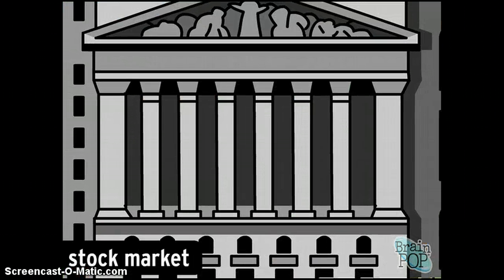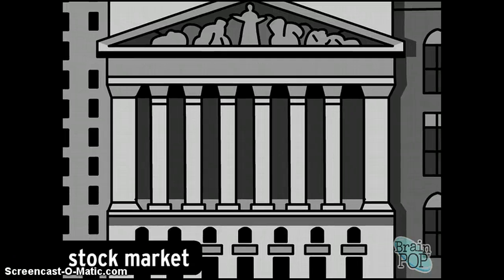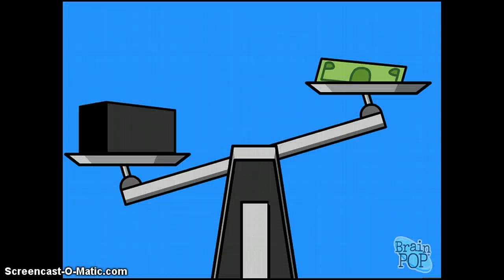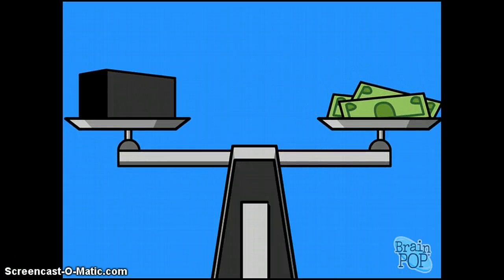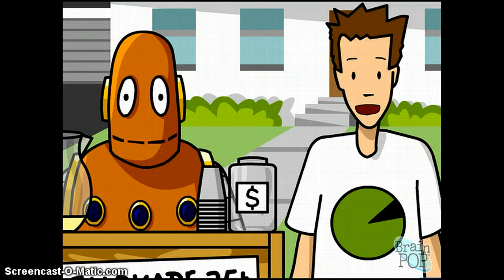Well, that's the funny thing about the stock market. That's the place where you buy and sell shares of different companies. The price of a stock is ultimately determined by what investors are willing to pay for shares of each company. And what the investors will pay depends on how much money they think the company will make in the future.